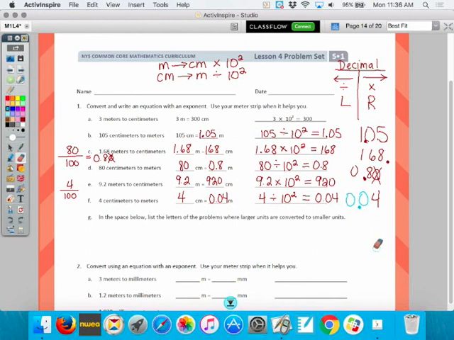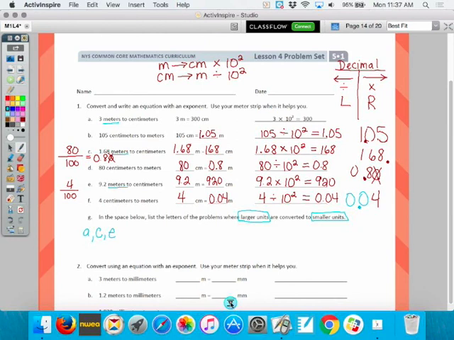Okay, so in the space below, list the letters of the problems where larger units, I think I might want to highlight that, are converted to smaller units. Okay, so which one's larger, meters or centimeters? Meters, even though the numbers are not larger, are they? No. So, meters to centimeters, meters to centimeters, meters to centimeters. All we have to do is write A, C, and E. Put it over here, because you're going to need this space over here to write some other things. If you're not with me and you've got that stylus in your hand, I might have to take those iPads away.